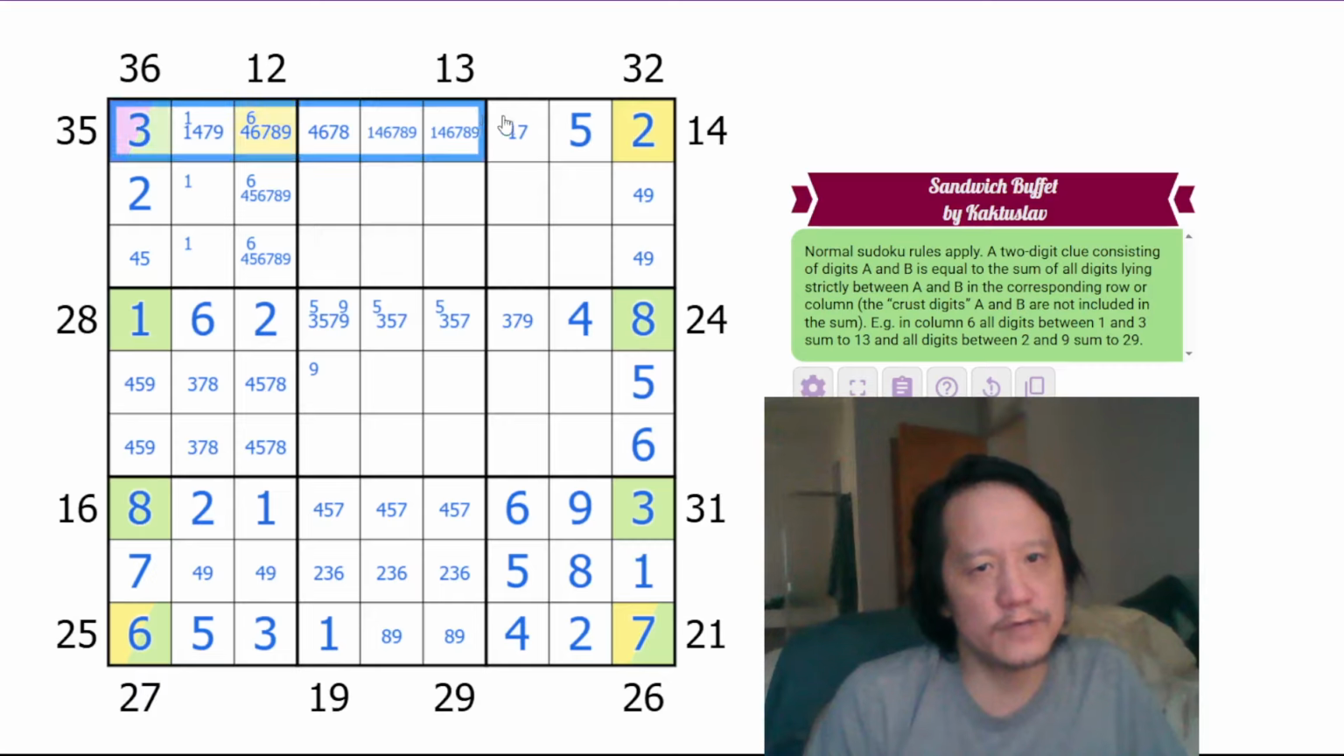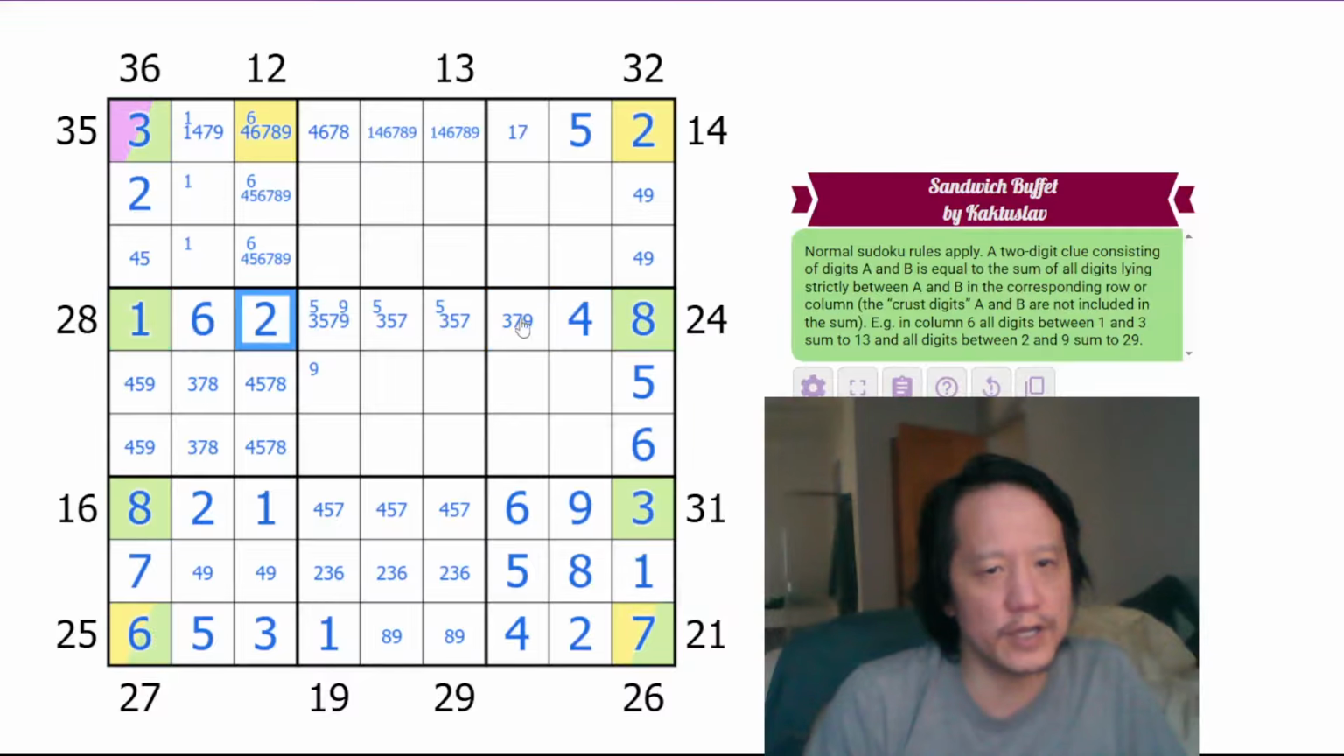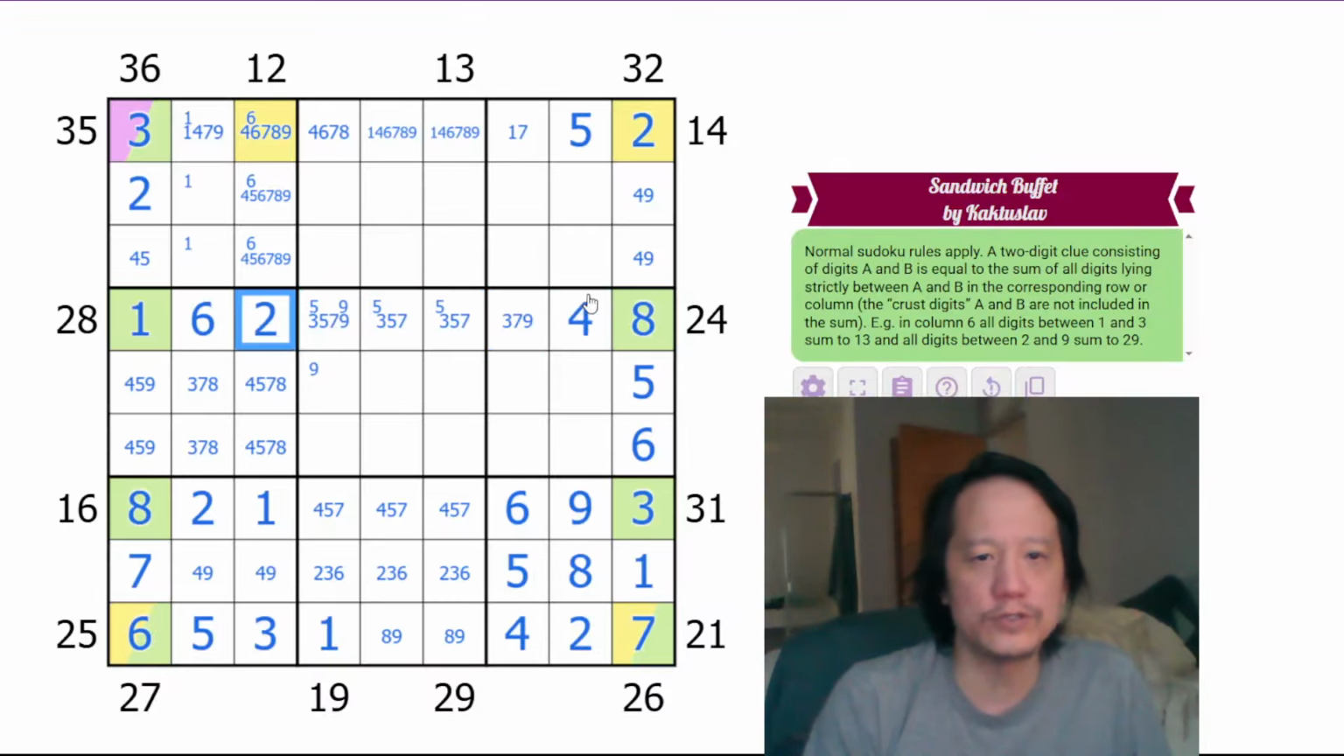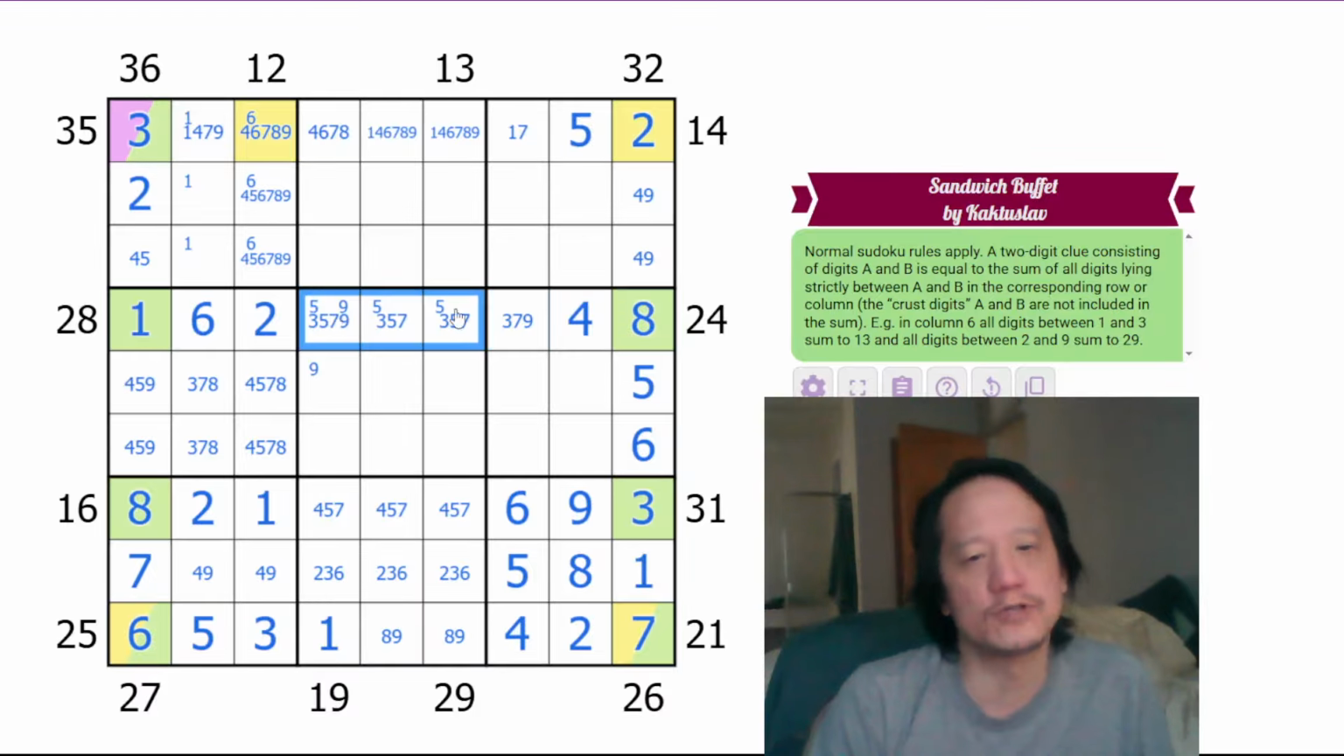We did 3, 5, 3, 6, 2, 5. Between 2 and 1. So now between the 2 and 8 here is 3, 5, 7, 9, which adds up to 24, and 4. Between the 2 and 4 is 3, 5, 7, 9, which adds up to 24. So those are both satisfied. Between the 1 and the 6, we have 4, 5, 7, which adds up to 16.